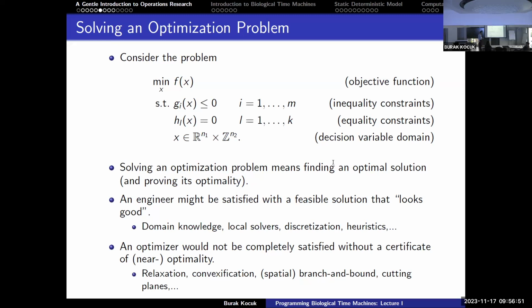Of course, the way you can achieve this lower bound is very tricky and depends on the problem structure. So that's where the science comes in.